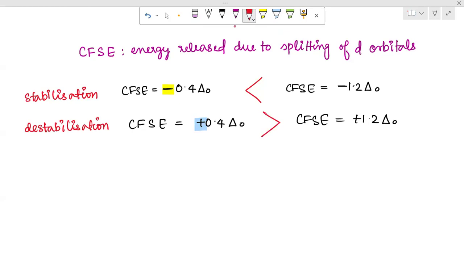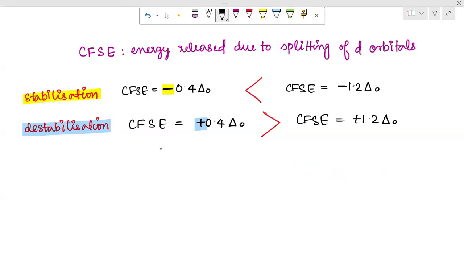Understand the concept and do not take the scale and see that minus 1.2 is over here, minus 0.4 is here, 0.4 is here, 1.2 is here. No, this approach is wrong. You have to understand it on the basis of the amount of energy released. So if it is negative, it means stabilization. If it is positive, it means destabilization. That's how you do it.